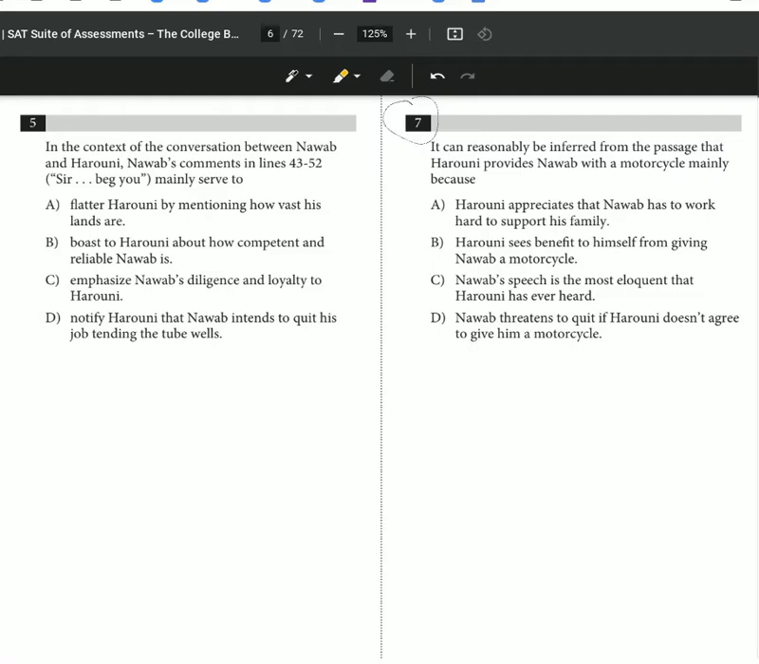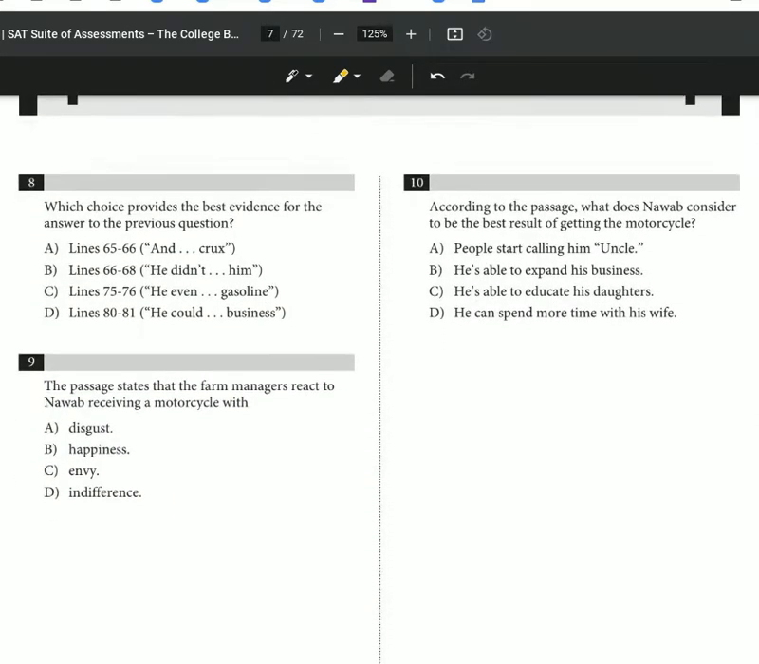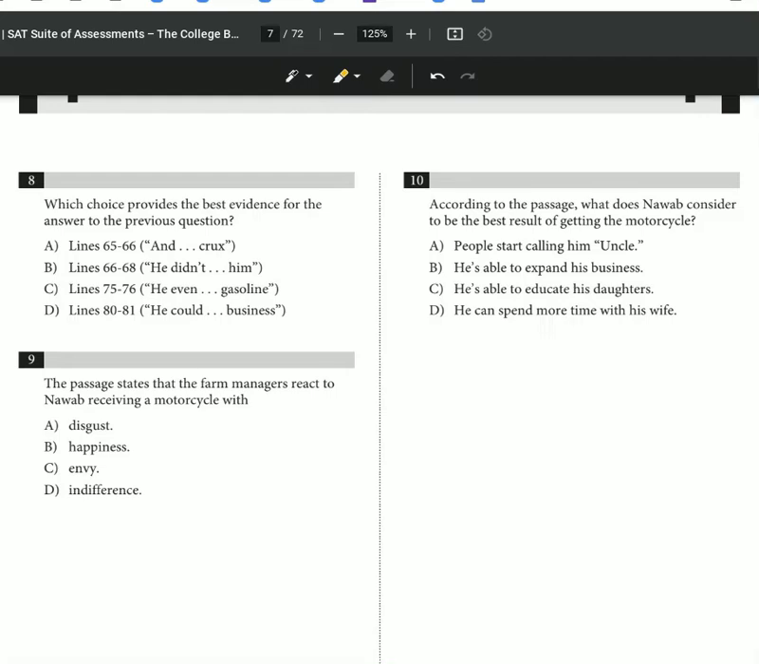So we're trying to find why Haruni provides Nawab with a motorcycle. So let's say I have no idea what the answer to this one is. Well, we're going to look at the evidence choices in question number 8. Remember, the correct answer to question number 7 has to be supported by one of these choices. So we're going to look at question number 8. And it just says which choice provides the best evidence for the answer to the previous question. So let's go through all of these choices.